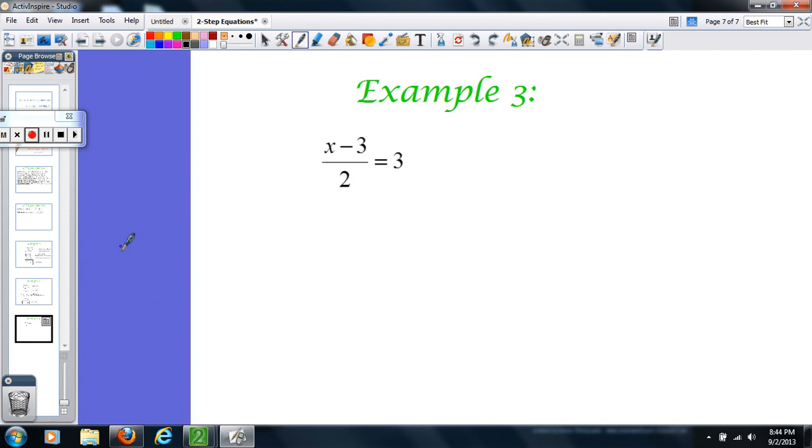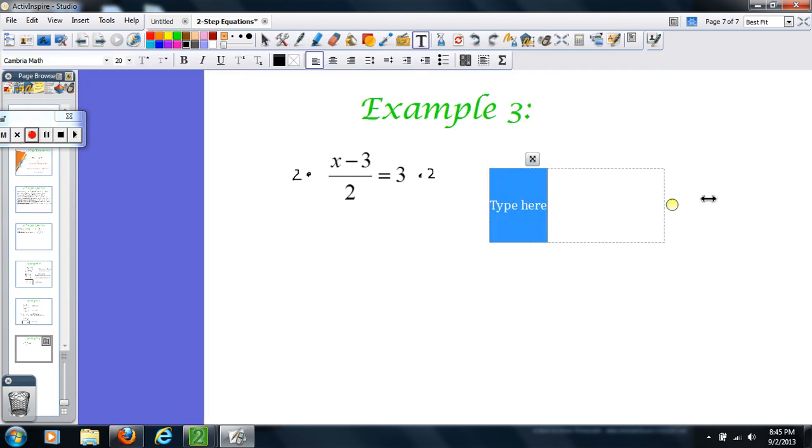Now, when we get to example number 3, this problem obviously looks a little bit different than the first two, and probably a little bit different than what we've seen so far. So, when I look at this problem, if I was to do PEMDAS, if I told you to simplify, I wouldn't do the division first, because the division is underneath the x and the 3. So in this case, I would actually have to multiply this side by 2 and this side by 2. Okay, and again, this is our multiplication property of equality, and that will take care of going from our given to our first step.